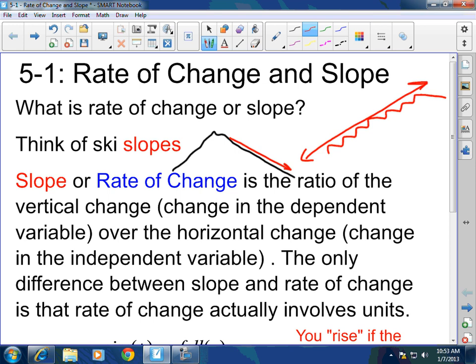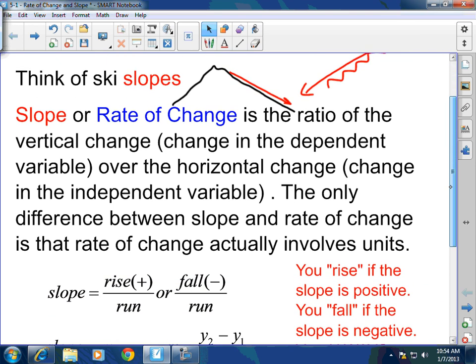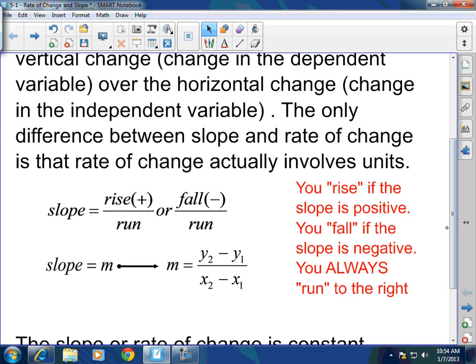The only difference between slope and rate of change is that rate of change actually involves units. Now, as always, there's a formula for this. Slope equals the rise over run or a fall over run. When the slope is positive, I'm going to rise. I'm going to go up from a particular point. We'll discuss how to graph all of this, I promise. But right now, if the slope is positive, I'm going to rise up from left to right.